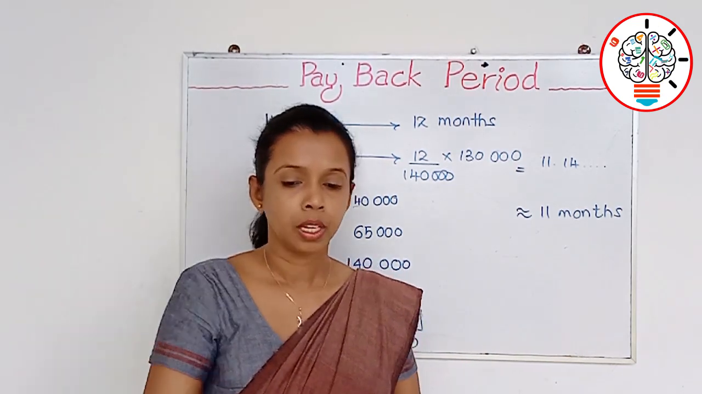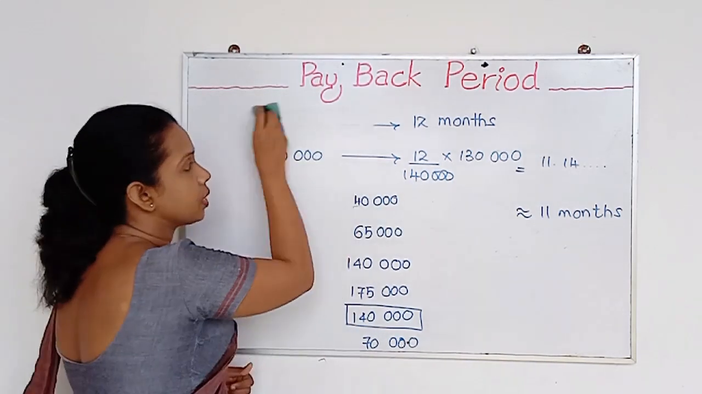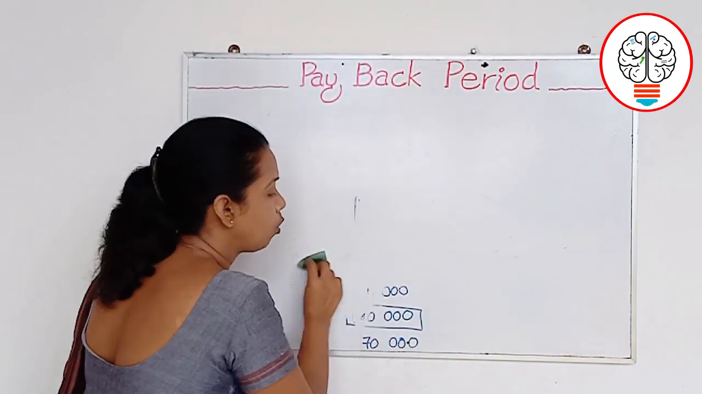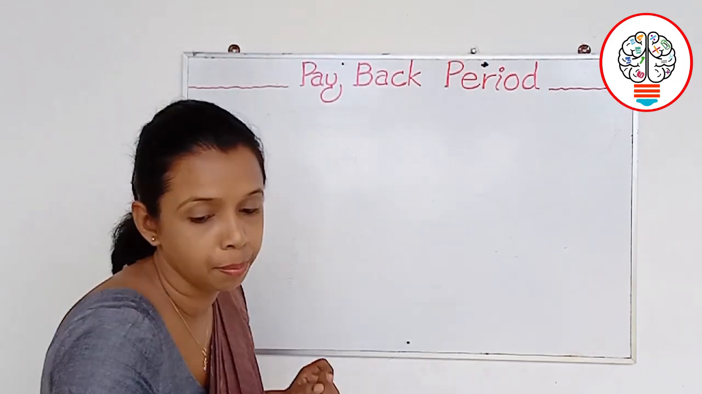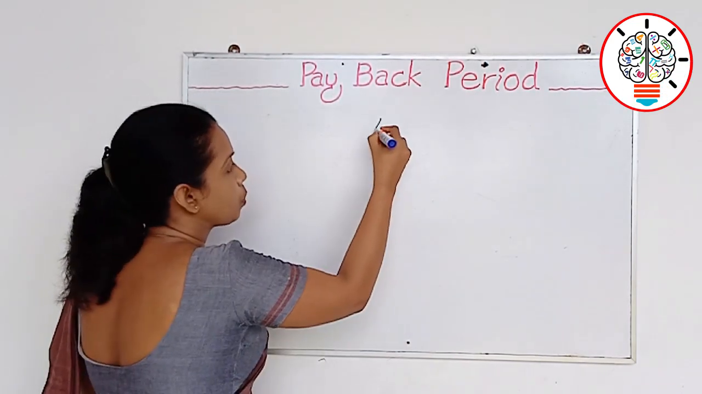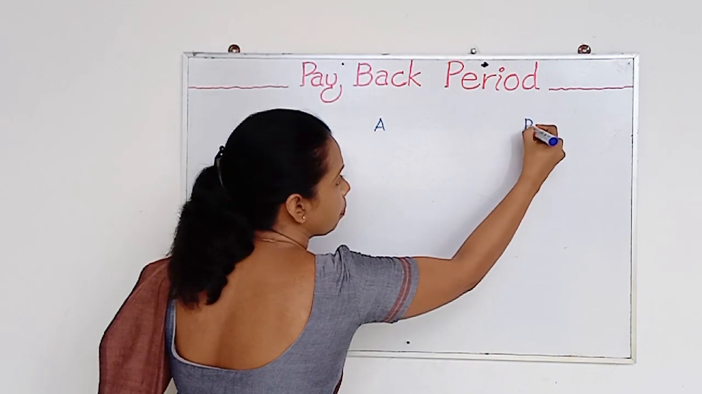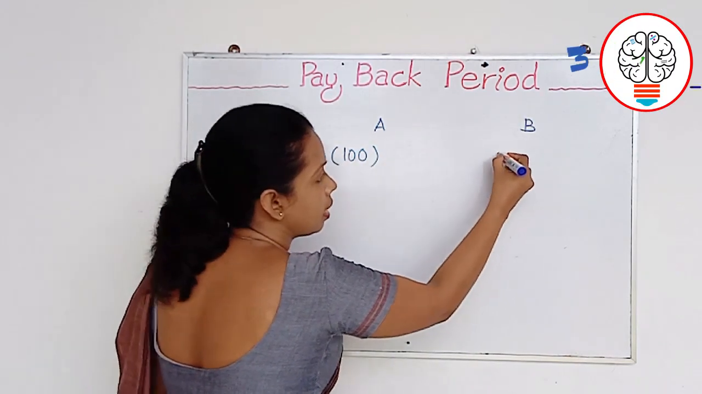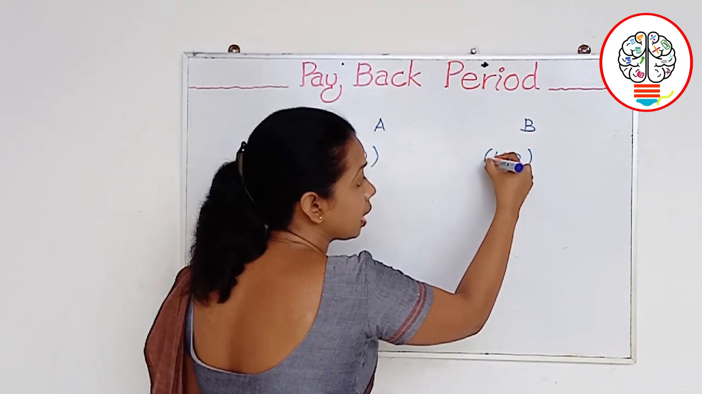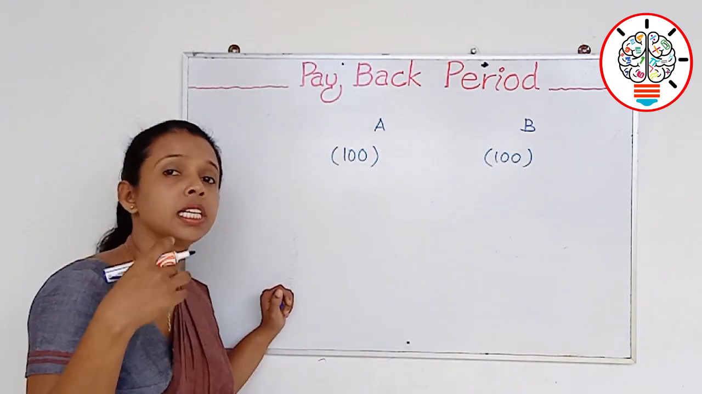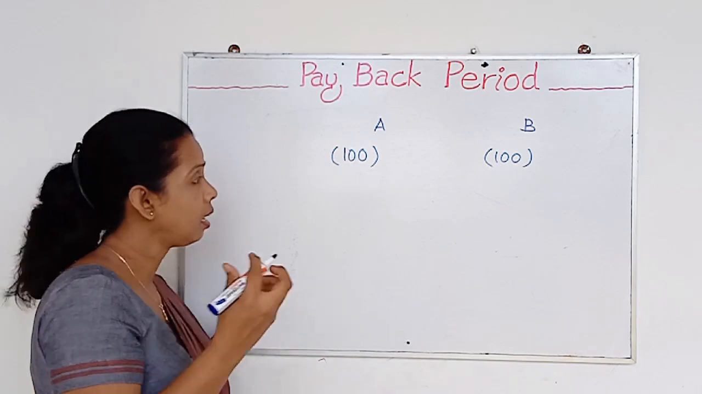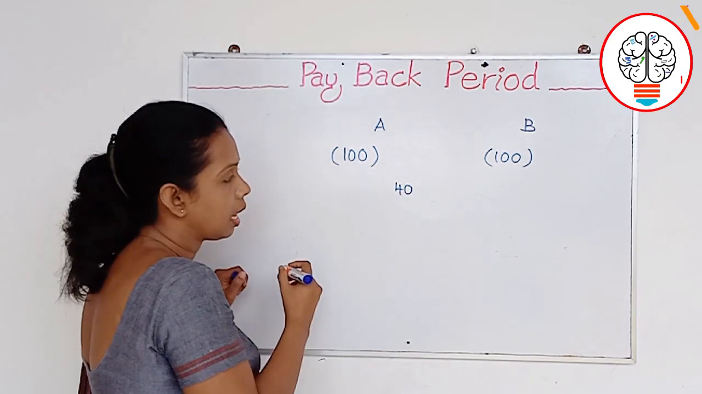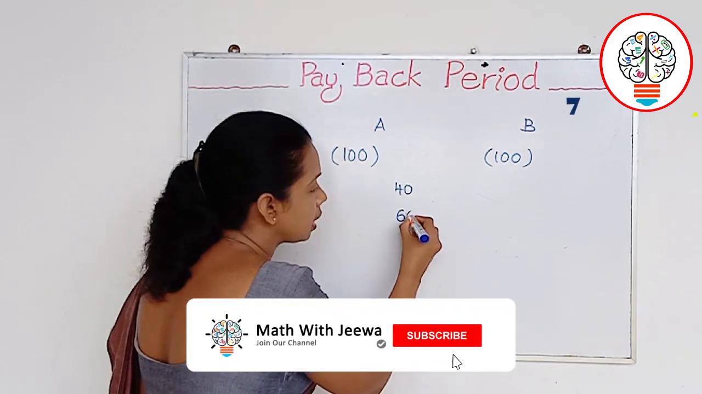Before discussing the first disadvantage, I want to show you something. Let's say we have two projects called A and B, right? For both, you want to invest 100,000. So that's your cash outflow, initial cash investment. Then the first year you are going to receive 40,000. And the second year you are going to receive 60,000.